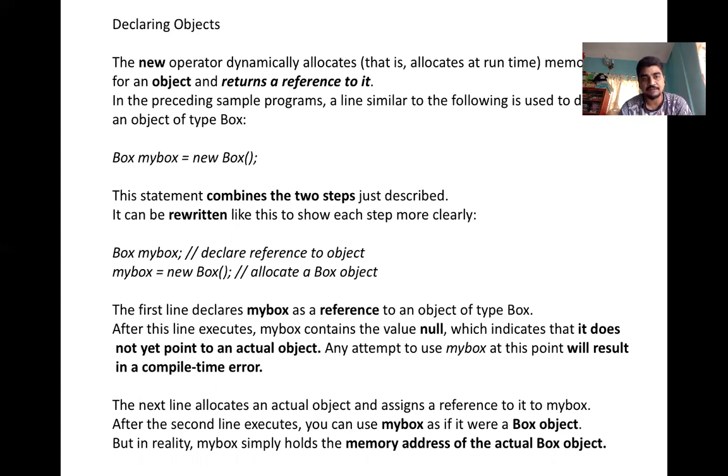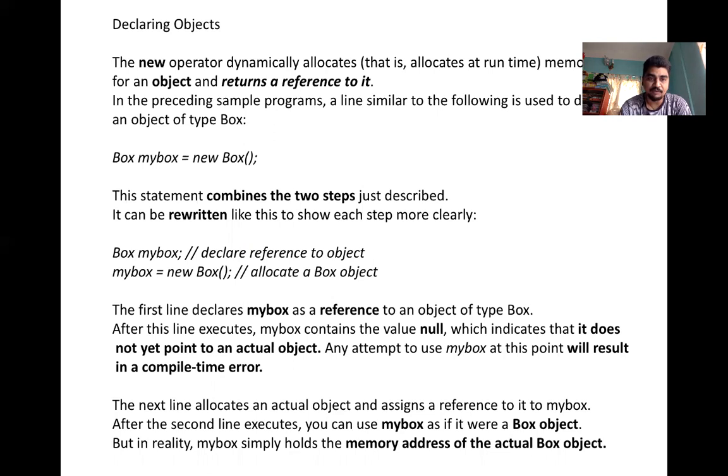Suppose Box myBox = new Box(); If you write it this way, we can actually split this line into two separate lines. One is Box myBox, and the other line is myBox = new Box(). So it's a combination of two steps, and we can rewrite it in this way.